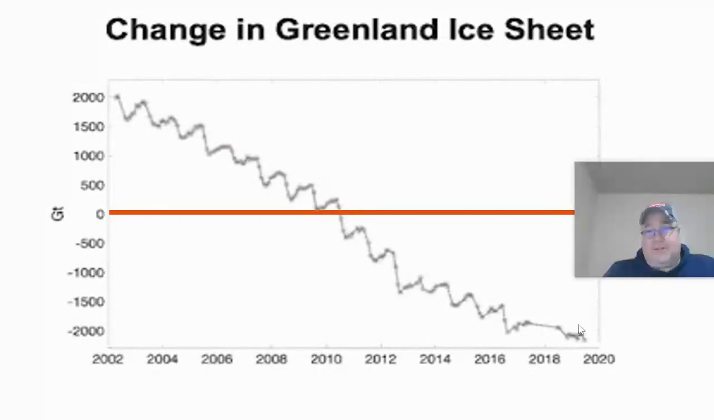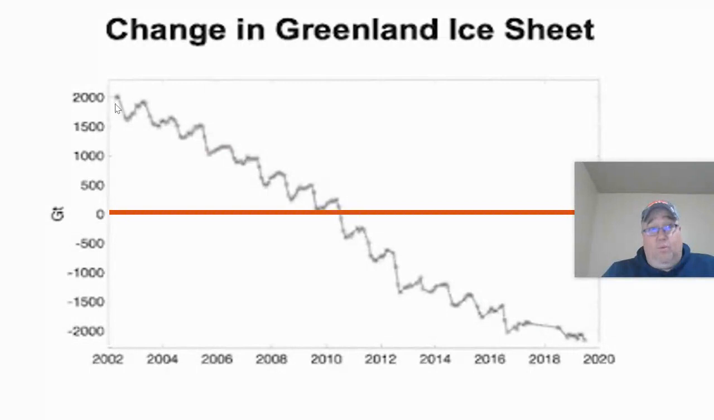This graph is showing us about a 20-year span of the ice levels in Greenland. This red line represents the Greenland ice average, and it's measured in gigatons. A gigaton is like a billion tons of ice. Back in 2002, we were much higher than the average as far as how much ice there was in Greenland. We had almost 2,000 gigatons of ice above the average. I mean, there was just a ton.